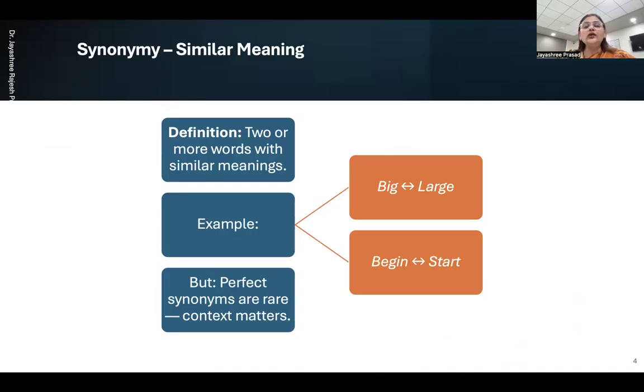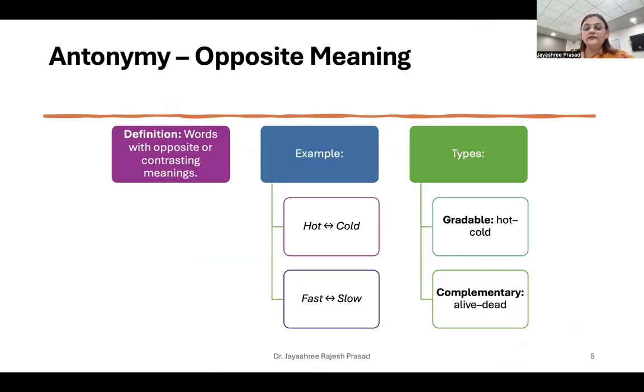Next is antonymy, or opposite meanings. Antonymy represents contrast. Some opposites are gradual, like hot versus cold, while others are absolute, like alive versus dead. These oppositions help define meanings by difference.